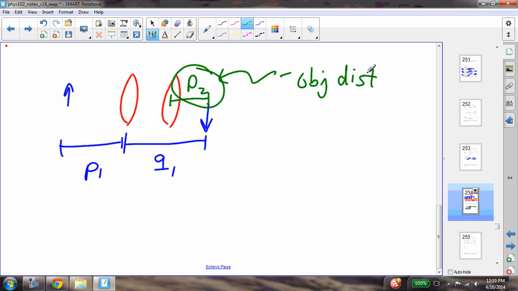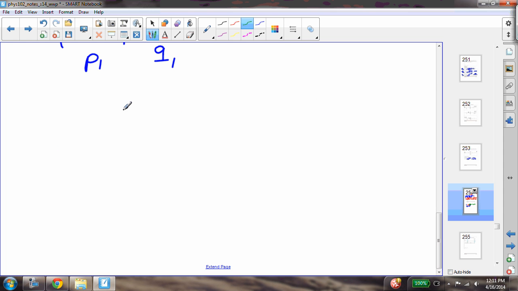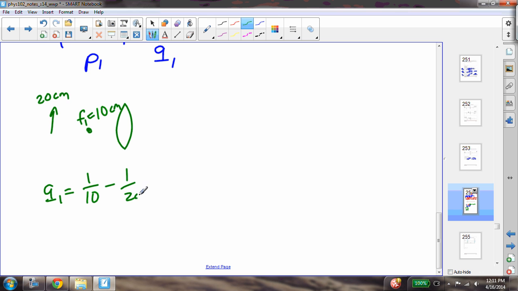Well, let's just do a question real quick. So let's say that I have a lens. Let me do an example for you. Let's say that this focal length, I'll call it f1, is 10 centimeters. And then I have an object that is at 20 centimeters over here. Then I can find out what is Q1. 1 over Q1 is 1 over 10, that's 1 over f, minus 1 over 20, 1 over P1, this is P1.